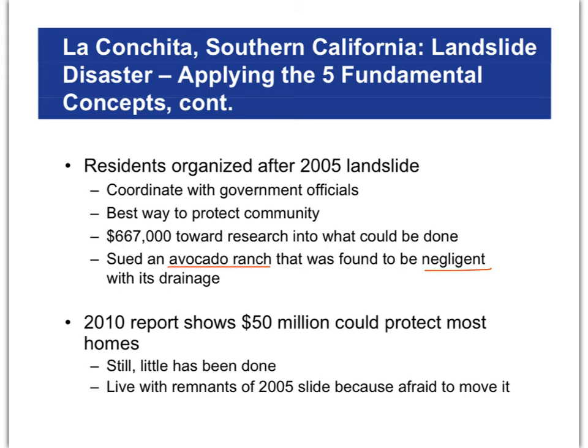And so, as of 2010, they identified that $50 million could build structures and systems that could protect most homes in La Conchita. Even so, they haven't done much about it. Again, people get a false sense of security, especially being warm and dry most of the time in Southern California. And it's really the fact that we need to educate people to keep them safe, to prevent these things from happening, or at least prevent people from being affected by them, not doing things afterwards.